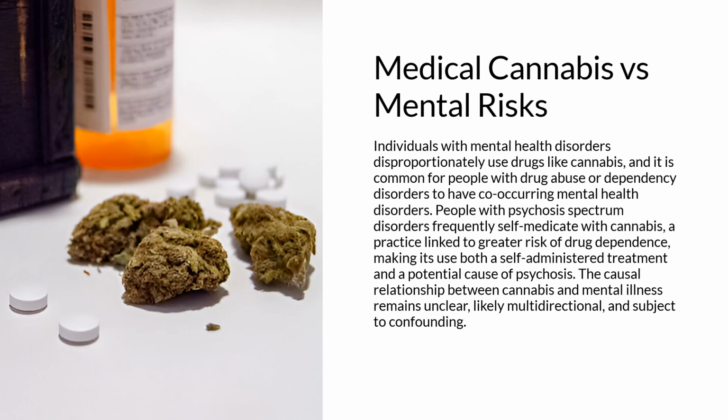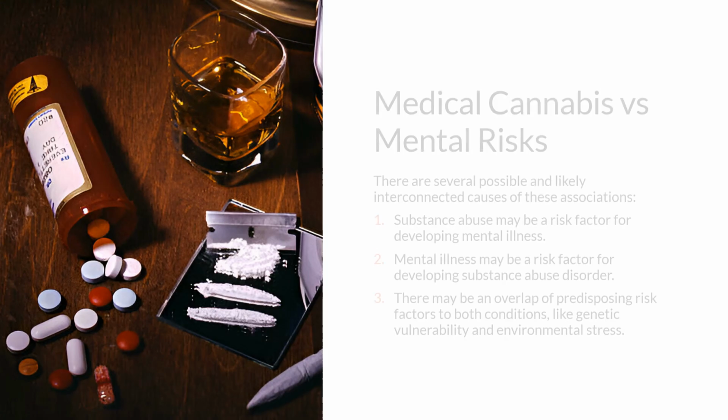Individuals with mental health disorders disproportionately use drugs like cannabis, and it is common for people with drug abuse or dependency disorders to have co-occurring mental health disorders. People with psychosis spectrum disorders frequently self-medicate with cannabis, a practice linked to greater risk of drug dependence, making its use both a self-administered treatment and a potential cause of psychosis. The causal relationship between cannabis and mental illness remains unclear, likely multidirectional, and subject to confounding.